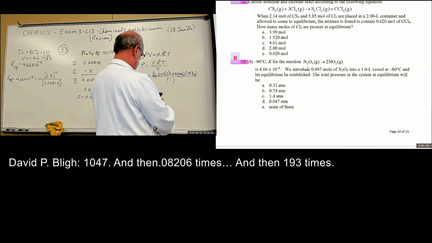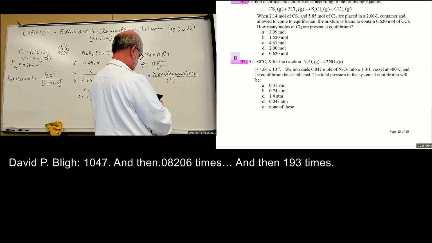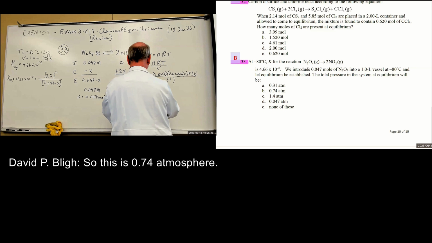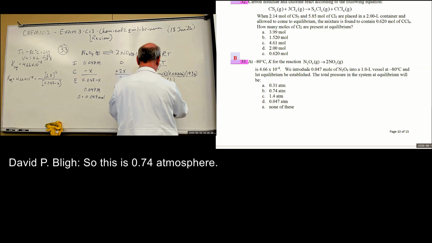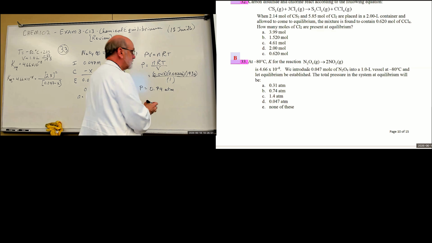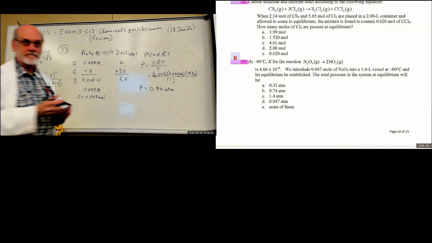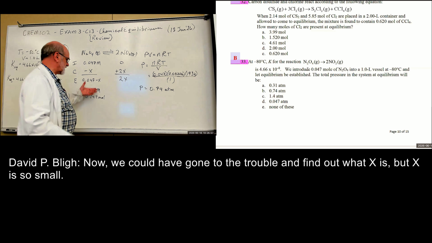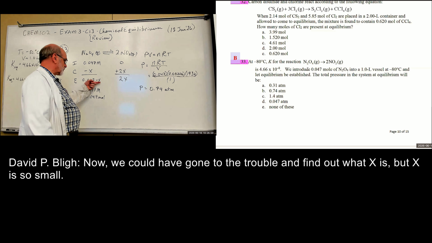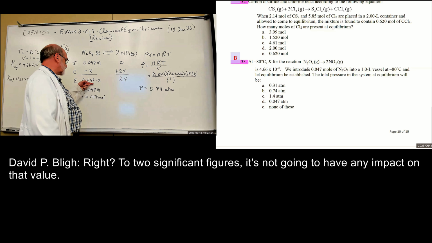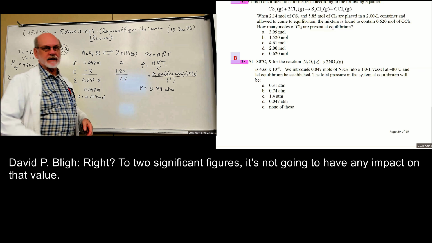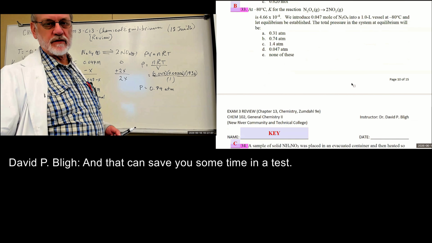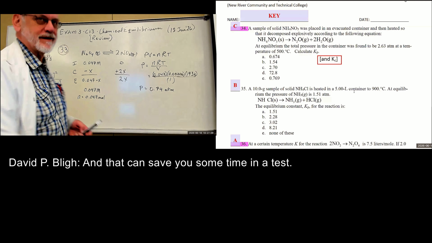And then 0.08206 times 193. So this is 0.74 atmosphere. Okay. Now we could have gone to the trouble to find out what X is, but X is so small, right? To two significant figures, it's not going to have any impact on that value. And that can save you some time in a test.